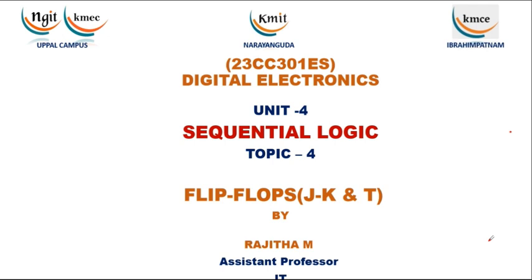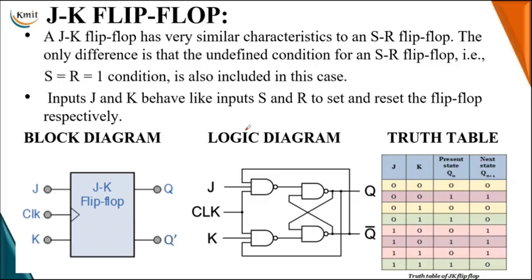The drawback in the SR flip-flop is when S equals R equals 1. There was an invalid state that occurs in the SR flip-flop, due to the external inputs S and R. Both the next state's complemented and uncomplemented outputs are logical one, which is treated as the forbidden or invalid state.